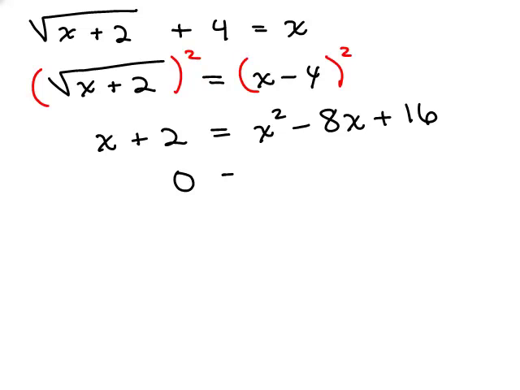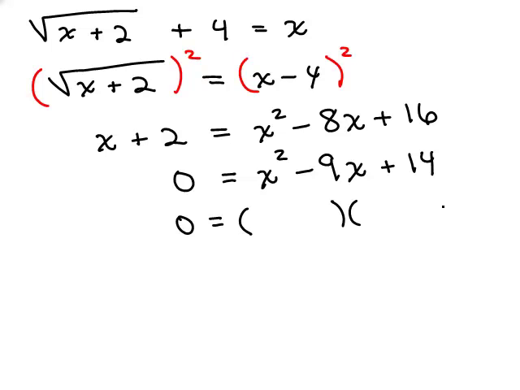So if we have a 0 on this side, I'm going to subtract x from both sides. So that'll be a minus 9x. And I'm going to subtract 2, so that'll be a plus 14. And how nice, it factors. If it doesn't factor, you'd have to use the quadratic formula or completing the square. But this isn't too bad. It's x minus 2 times x minus 7.